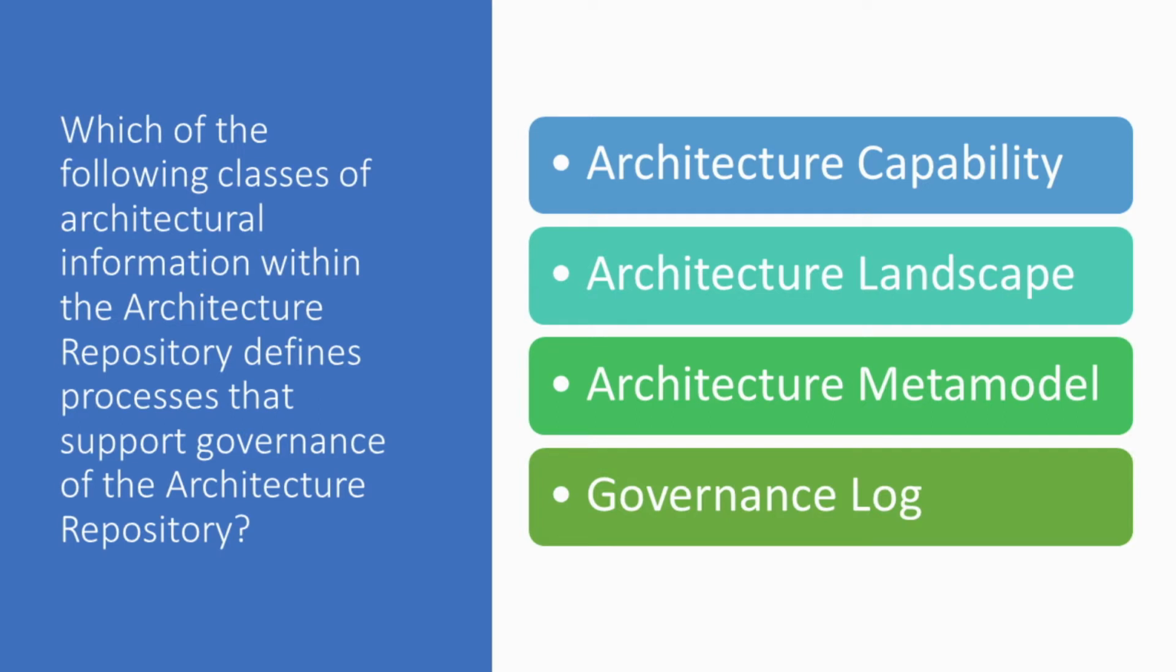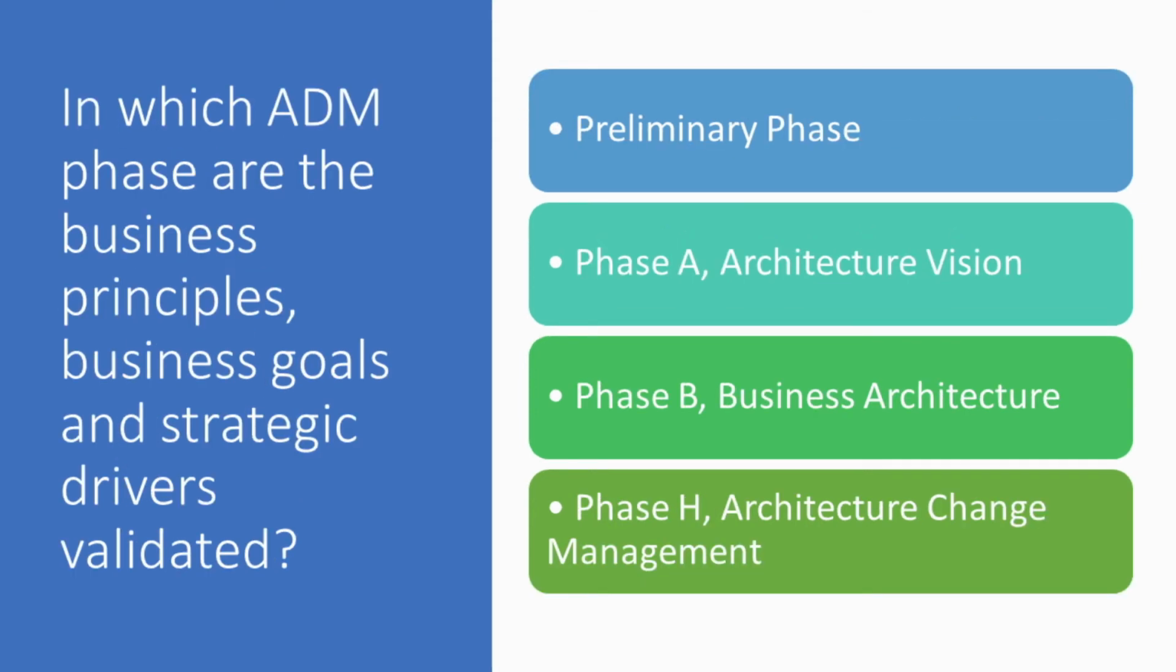Which of the following classes of architectural information within the architecture repository defines processes that support governance of the architecture repository? Options we have: A. Architecture capability. B. Architecture landscape. C. Architecture metamodel. D. Governance log. Correct answer for this question is option A. Architecture capability. Because the architecture capability defines the parameters, structures, and processes that support governance of the architecture repository. Let's talk about next question.